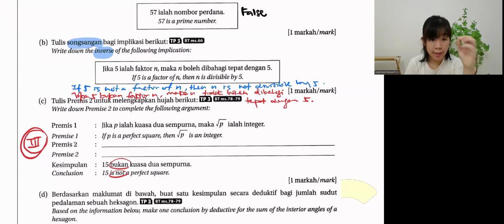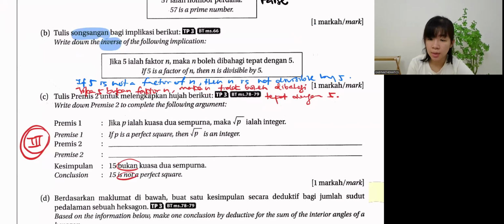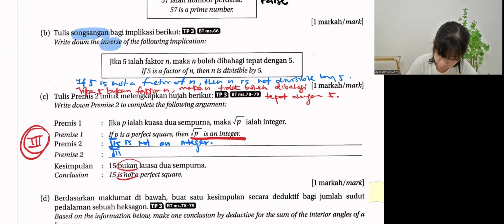So when it is "not", third one, premise 2, you write the things at the back first. Then you change to "not". So you see what they changed. They write the things in front in the conclusion, but they change the P to 15. They say 15 is not a perfect square. So the same thing applies here. The P you have to change. So you're going to write: square root 15 is not an integer. Square root 15 bukan integer.